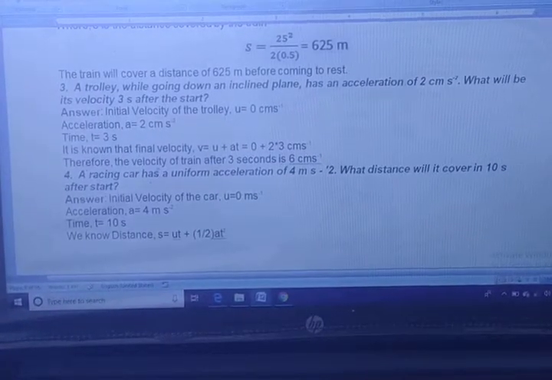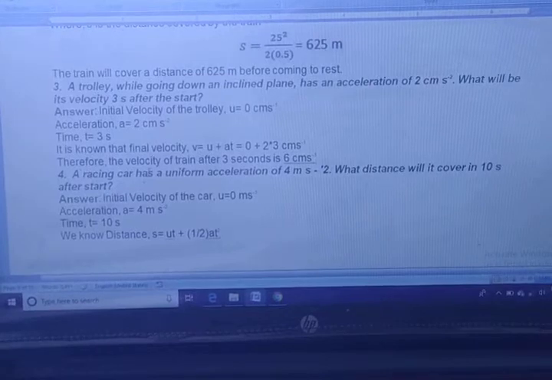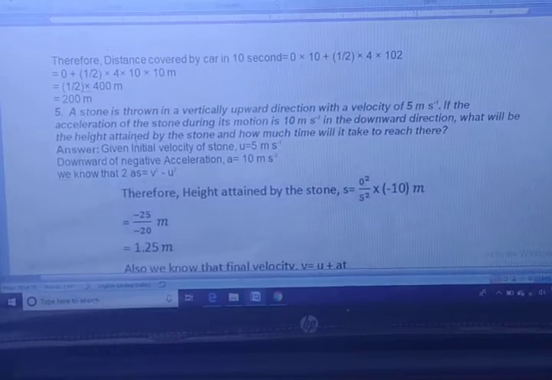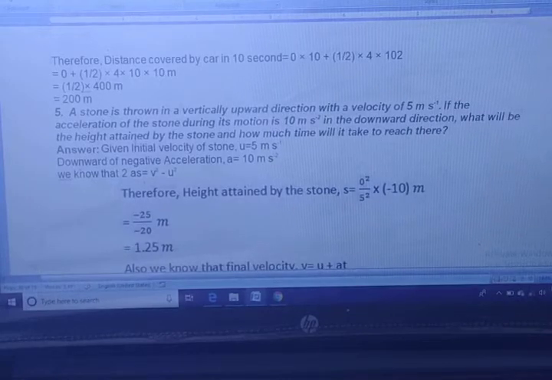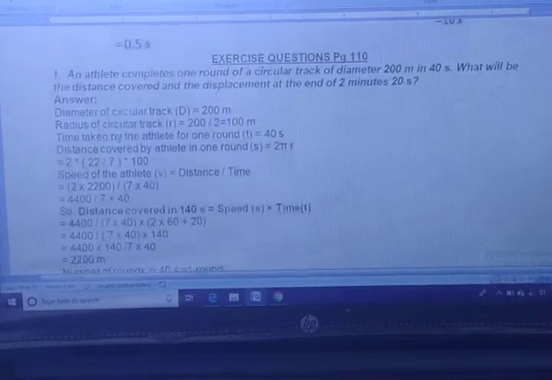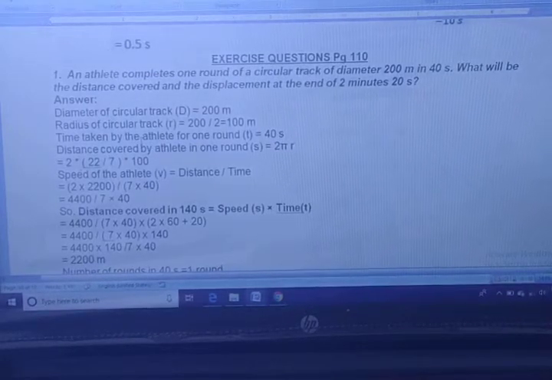I hope the whole screen you are able to see. And after getting the answers, you can write them. If you are still facing any type of doubt, then please put your doubt into the comment box section. Okay. So after getting all these answers, exercise questions, you can see here.